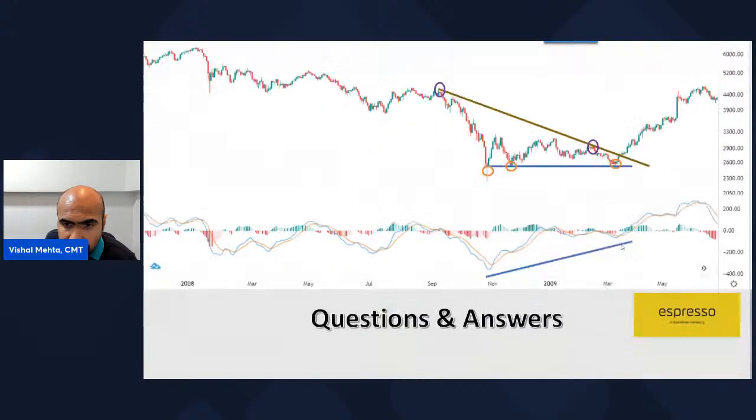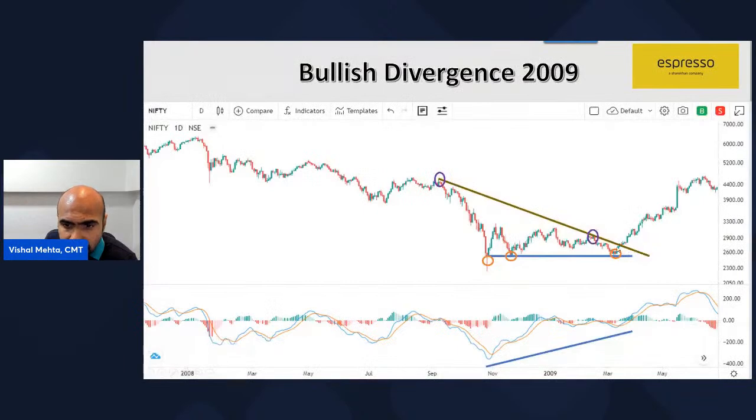Where should I put my stop loss? That's where I'm going to put my stop loss, just below this swing low. And this is where I'm going to capture my entire move on the upside.